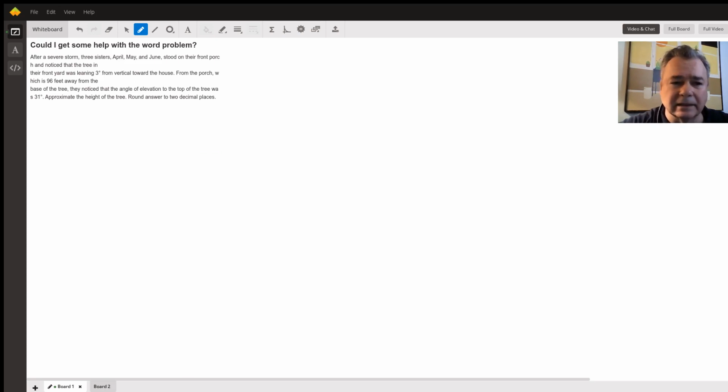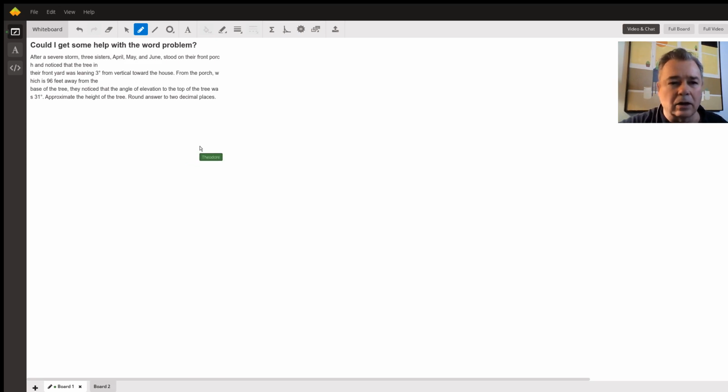which is 96 feet away from the base of the tree, they noticed that the angle of elevation to the top of the tree was 31 degrees. Approximate the height of the tree. Round your answer to 2 decimal places.